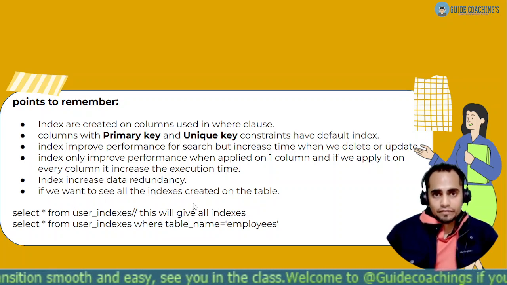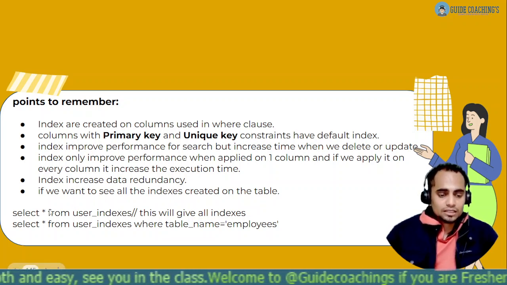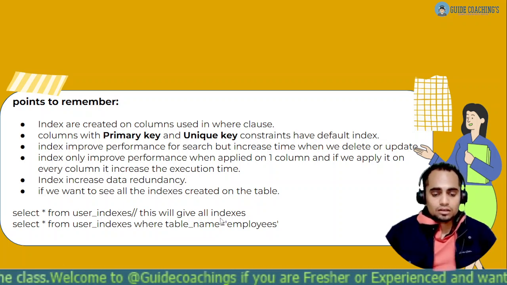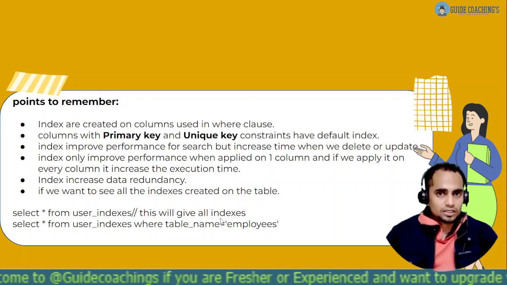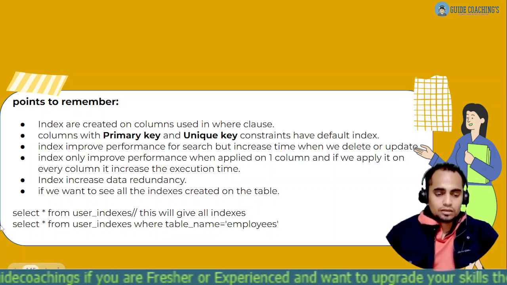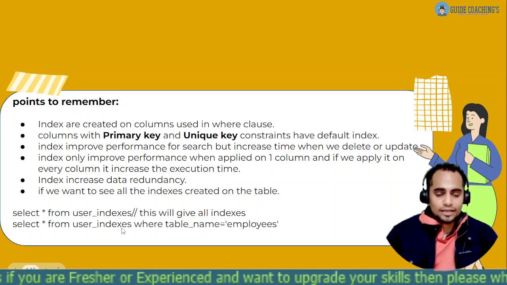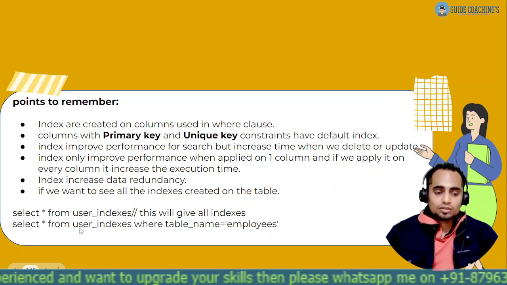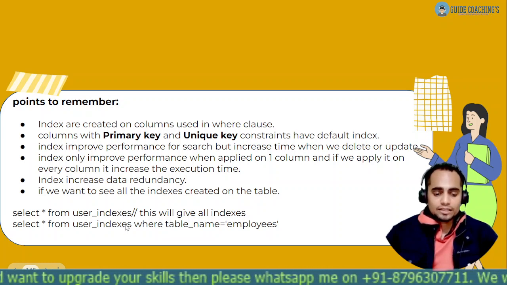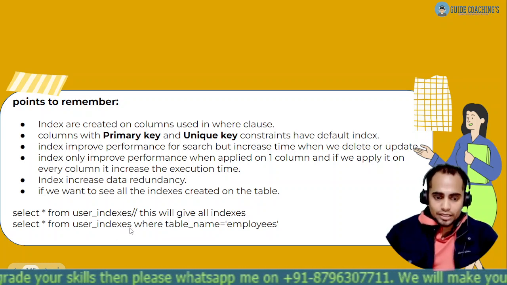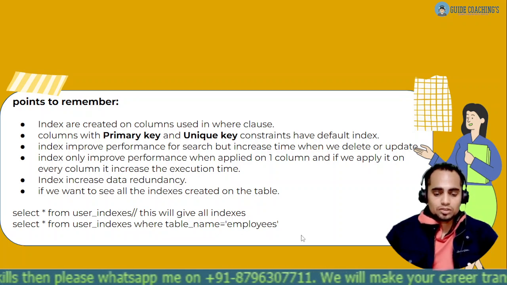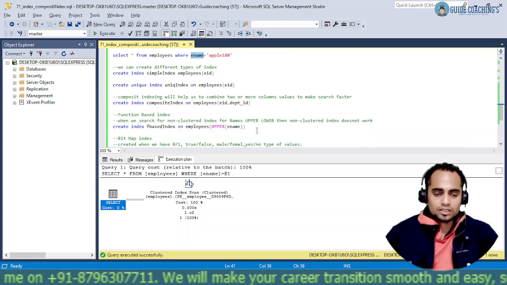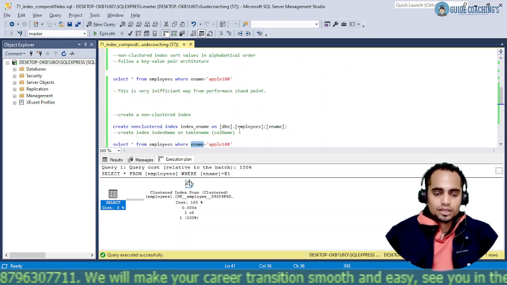If we want to see all the indexes created on the table, we can write this command: select star from user_indexes. This will give all the indexes which are present inside the table. And if we want to find out how many types of indexes are created on a particular table, we write select star from user_indexes where table_name equals employee, or where table_name is xyz. Okay, so this is how we can do it.